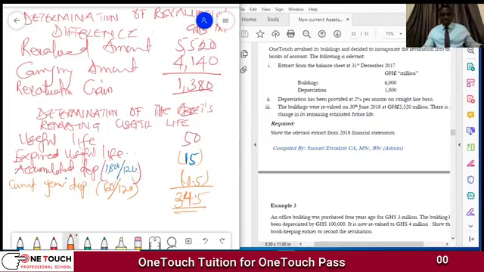That's 34.5. Good. So that's the remaining. That's the remaining useful what? Life. That's the remaining useful life. Good.